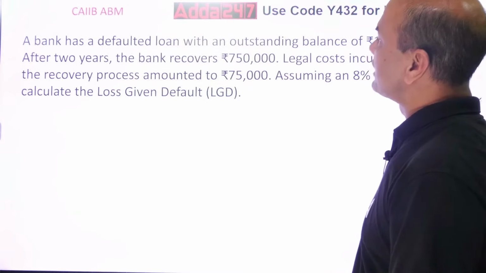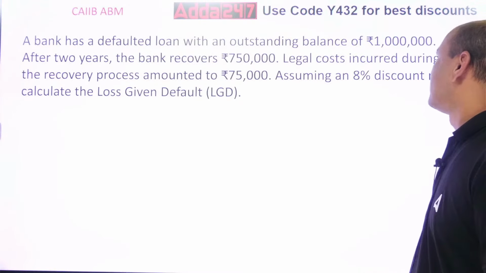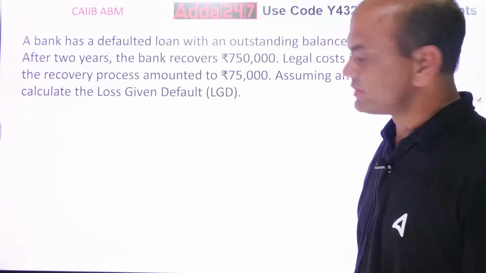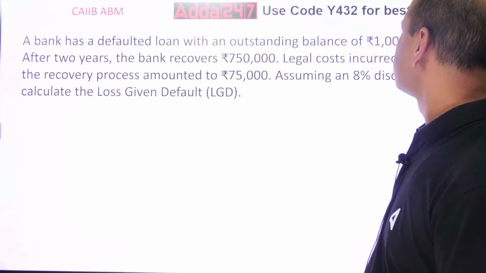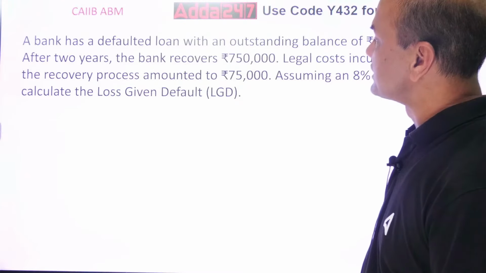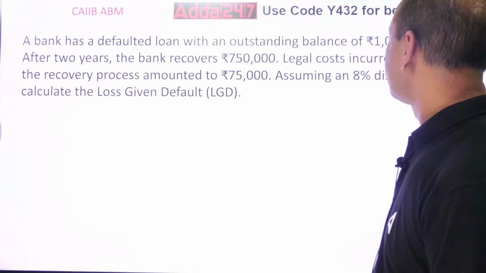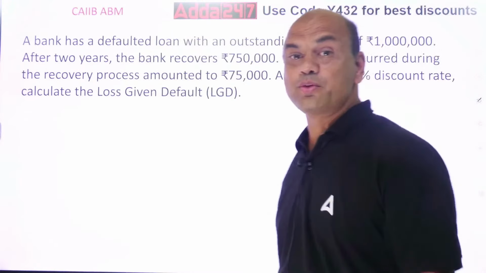A bank has a defaulted loan with an outstanding balance of 10 lakhs. 1 million means 10 lakhs. After 2 years, the bank recovers 7,50,000. Legal cost incurred during the recovery process amounted to 75,000. Assuming an 8% discount rate, calculate the loss given default.